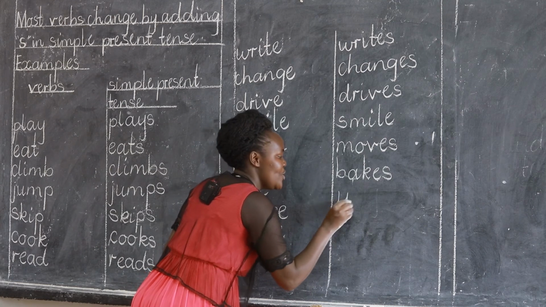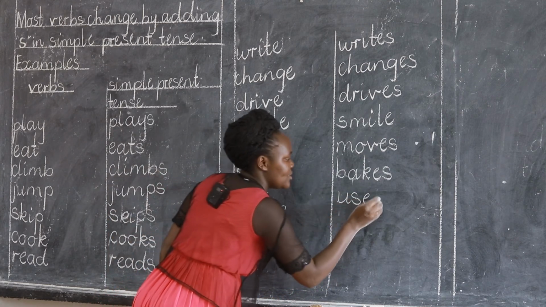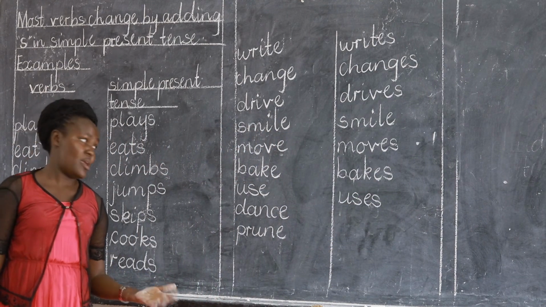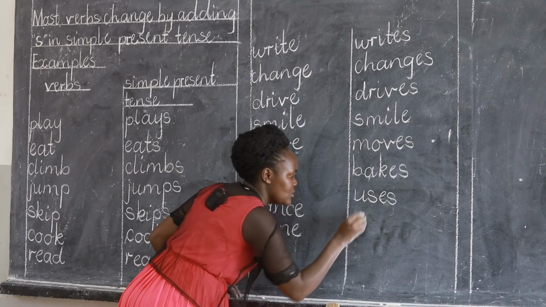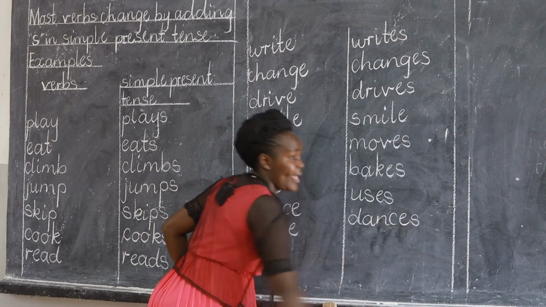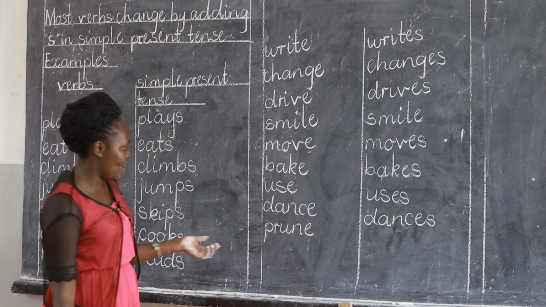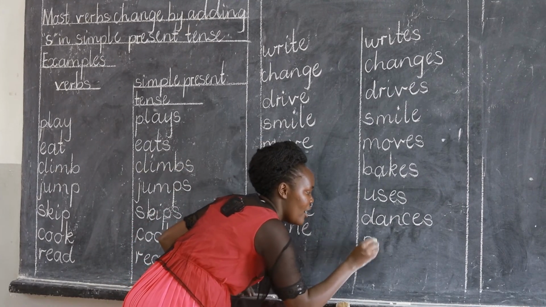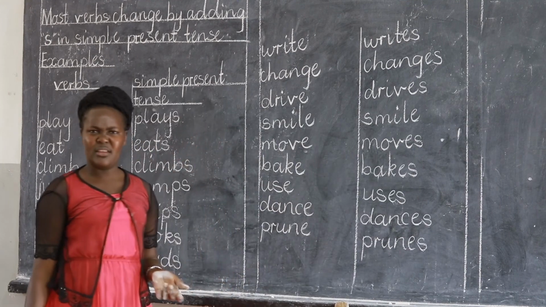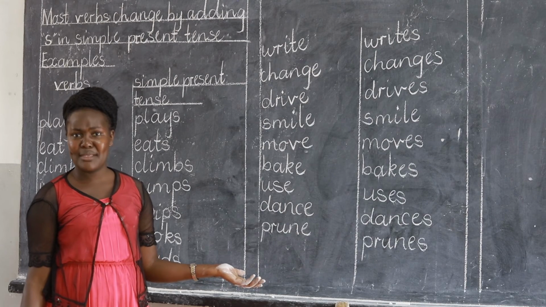Use. Marvin uses his pen. If it is a boy, I'll say his pen to write. Dance. My little sister dances for us all the time. Prune. The farmer prunes his crops when? During when? Complete it. During the wet season, could it be?